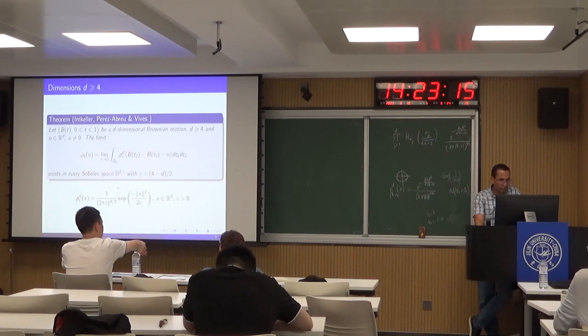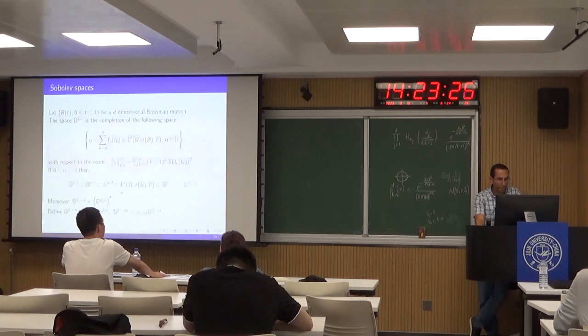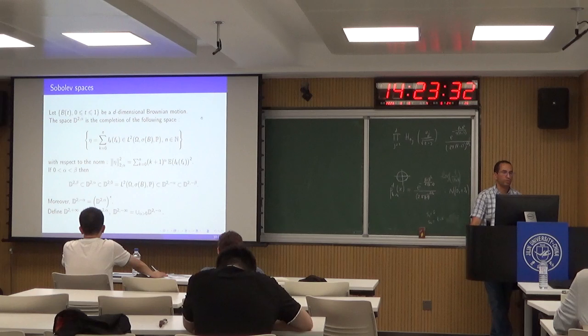Okay. We'll see what this space D2 alpha means. Here I will try to explain the construction of these spaces. So again, we have the d-dimensional Brownian motion. The space D2 alpha is the completion of the formal space.